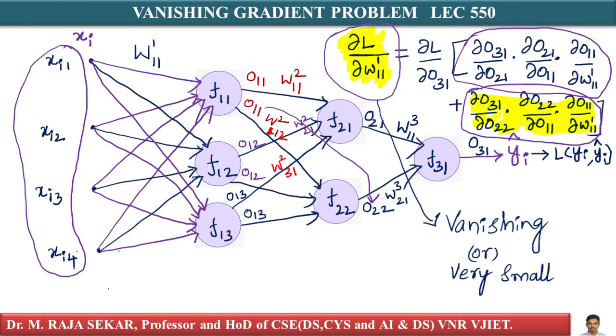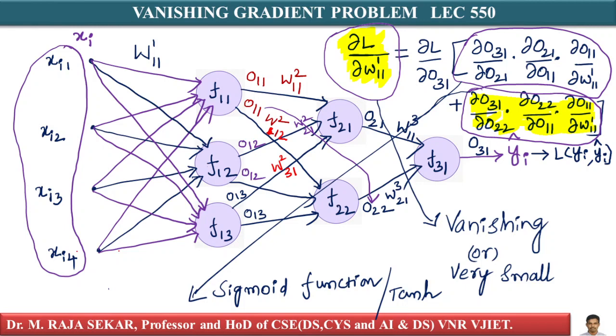So in a nutshell, vanishing gradient basically means that the derivative with respect to wkij, that is dou L by dou wkij, becomes very small. This derivative becomes very small because of your chain rule and multiplication of derivatives, and each derivative value is between 0 and 1 as we are using sigmoid function or tan h activation function.